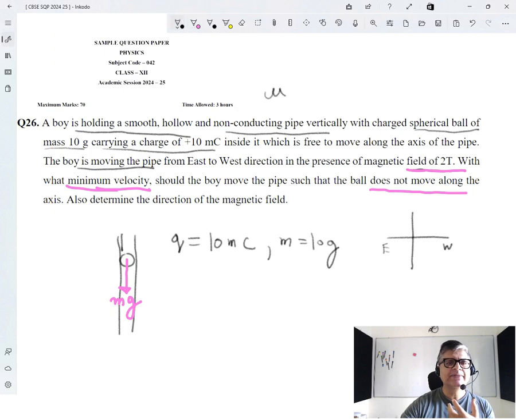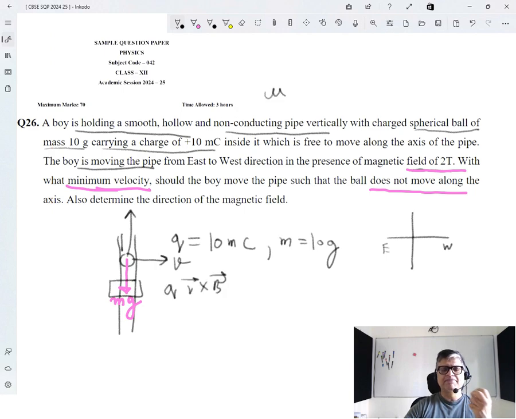So we know about equilibrium. We want a counter force here to balance the weight, so we want an upward force. The velocity of the boy is the velocity of this charge. The ball will also move with the same velocity, which means the qv cross B, the magnetic force which this ball is experiencing, which is obviously upwards, has to be equal to mg.